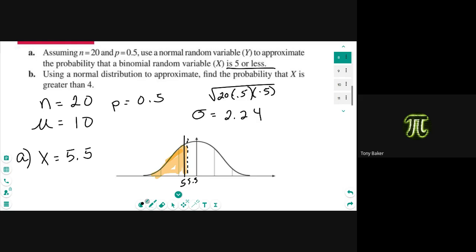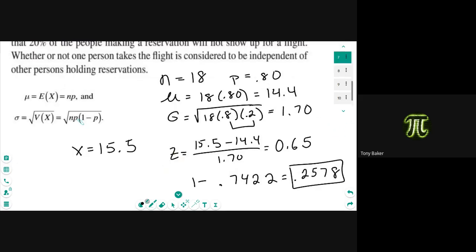Because remember, the formula for standard deviation is P times 1 minus P. In this case, since P is 0.5, 1 minus 0.5 is also 0.5.